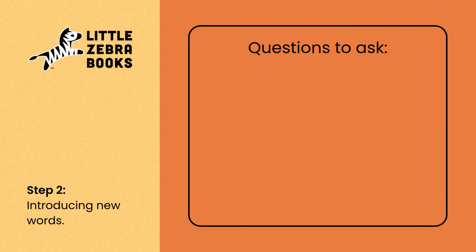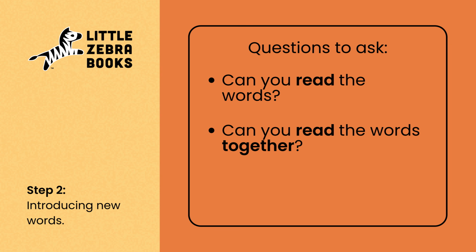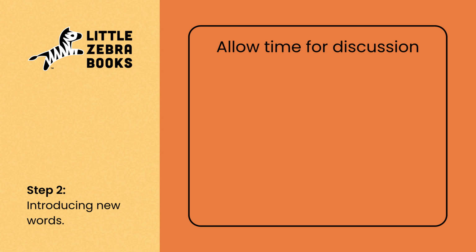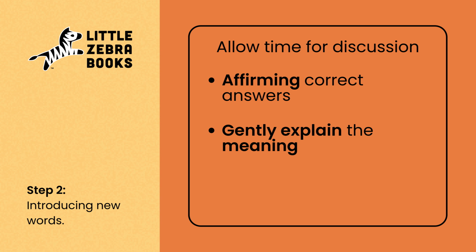You then ask them if they can read some of the words, read the words together, ask what they think the words mean, and then allow time for discussion. This includes affirming correct answers and gently explaining the meaning of the words that children do not know. In the next clip, you will see a teacher from Kumbulani introducing some new words to her children.